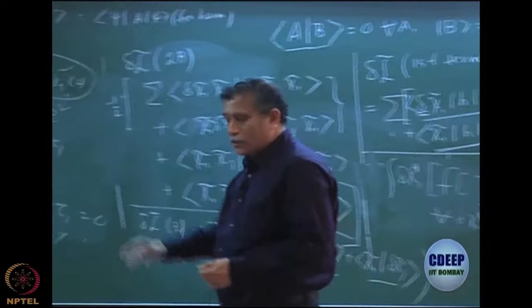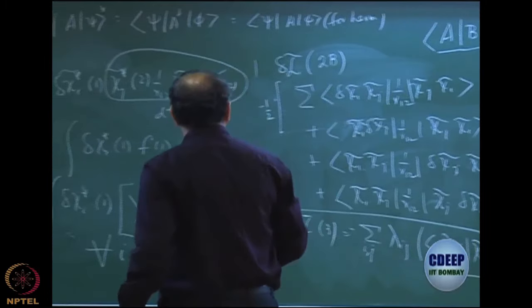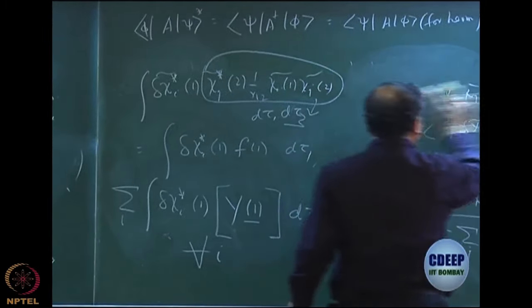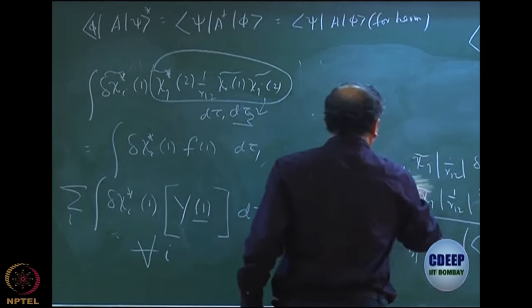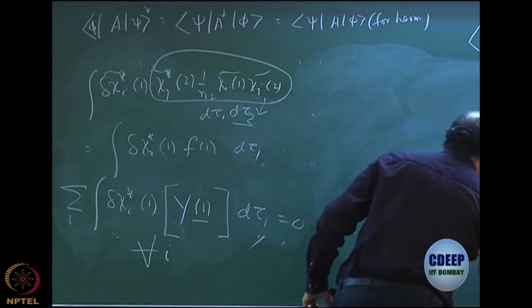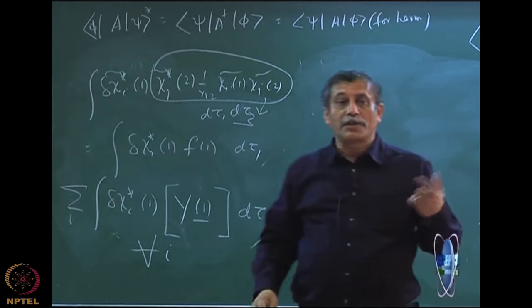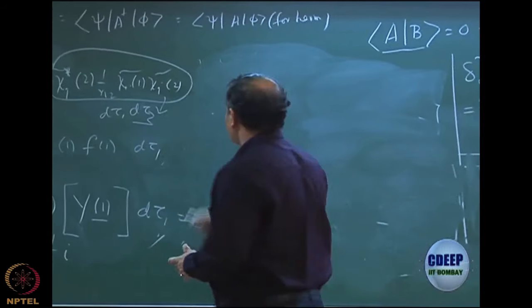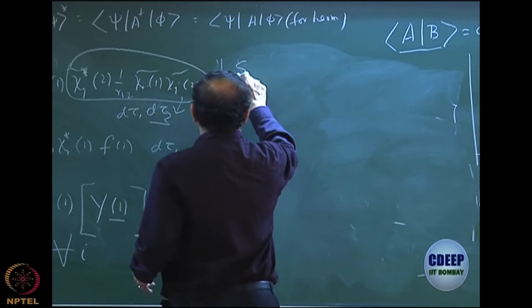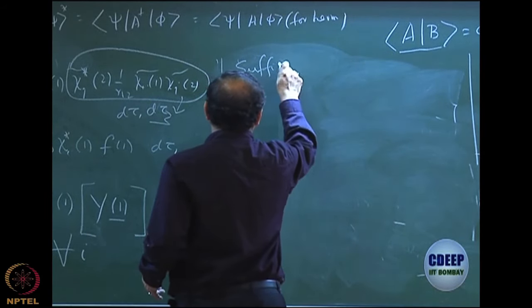So, how do I make it equal to 0? The two things I am going to do. One is a sufficiency condition. The sufficiency condition tells me that under summation over I, each term is individually equal to 0. So, I am going to use a sufficiency condition, and of course you can argue with that, is this the only condition.